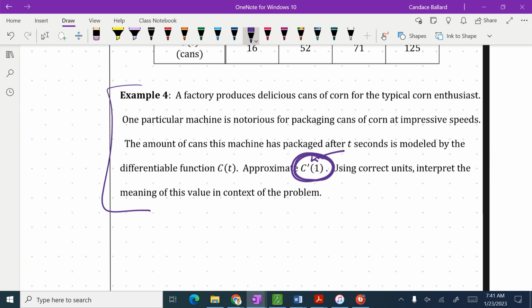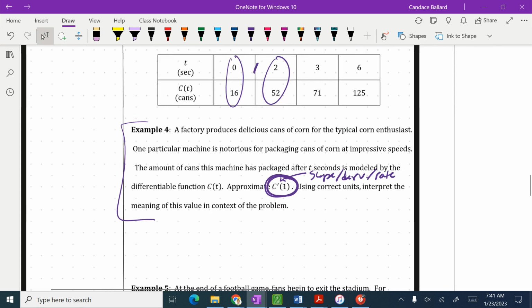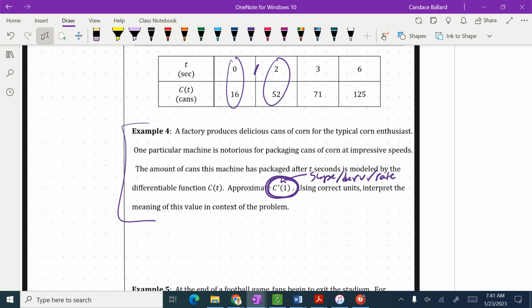What's c prime mean? Slope, right? Which is derivative, which is rate. It all means the same thing. So I've got to find the slope at 1. Which numbers is 1 going to be between? 2 and 0. So I know 1 is going to be in here, so I'm going to use these values. I'm still going to show my difference quotient just like I did last week.